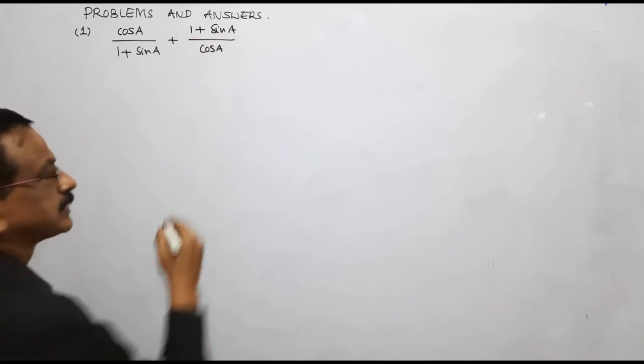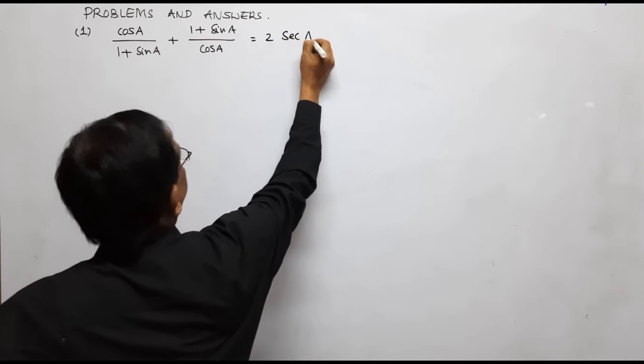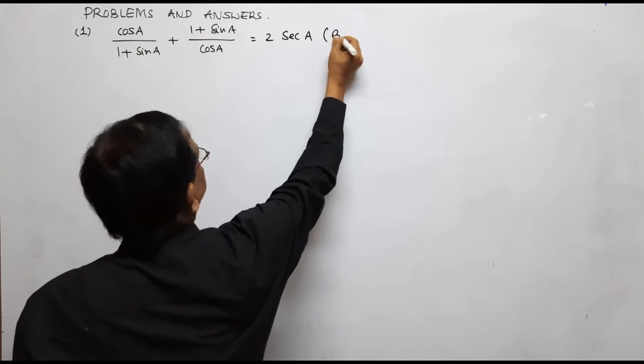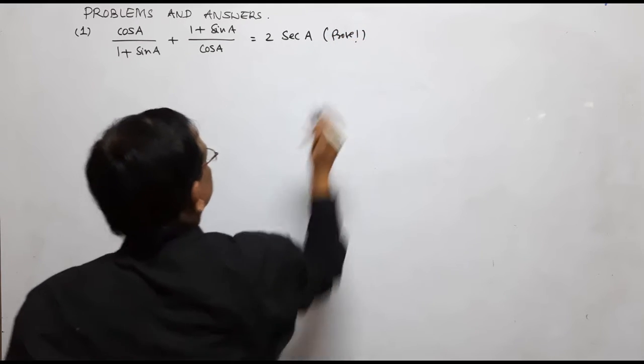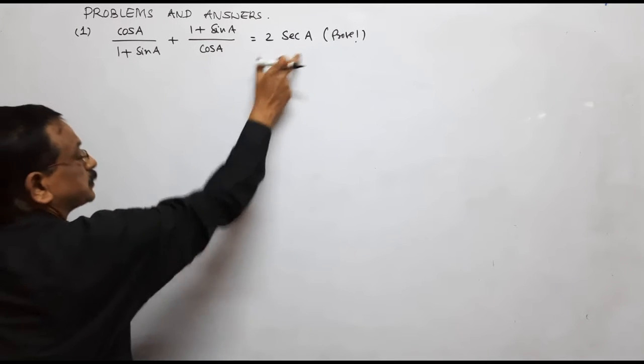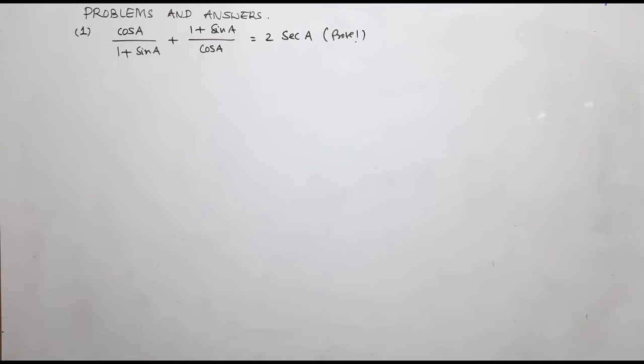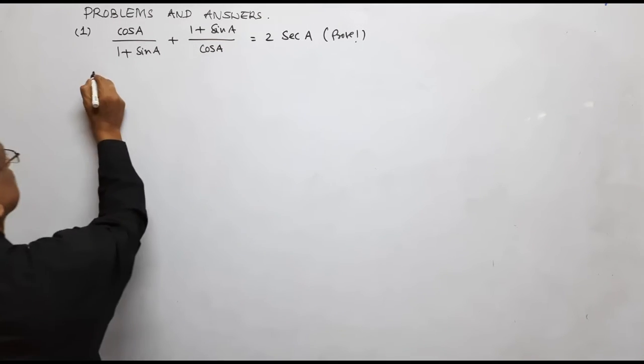Actually, I want to prove this as 2 secant A. This is a proof. There are two ways of writing it: one, prove that this is equal to 2 secant A, or this is equal to 2 secant A. Just prove it. Let us find the solution for this.